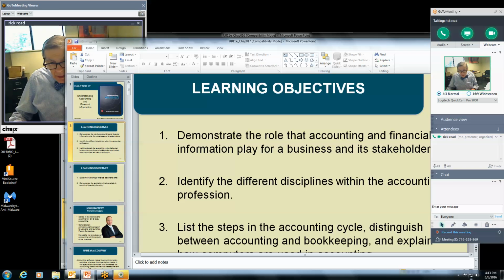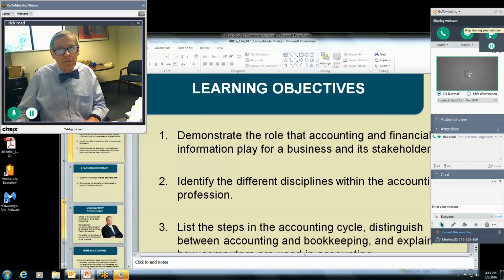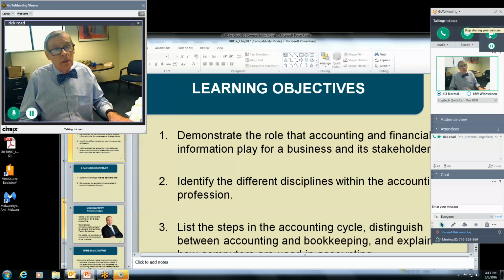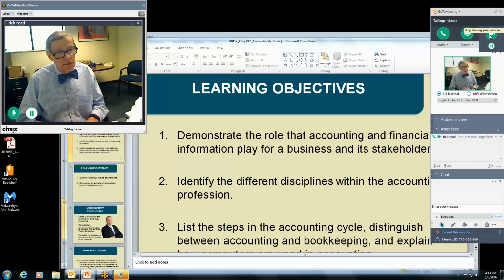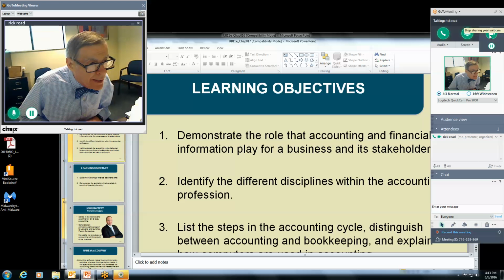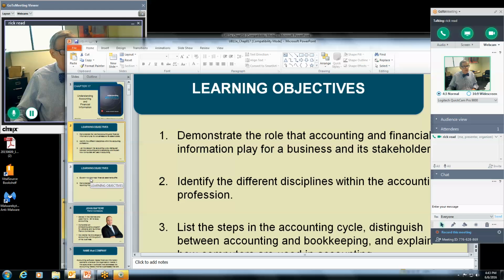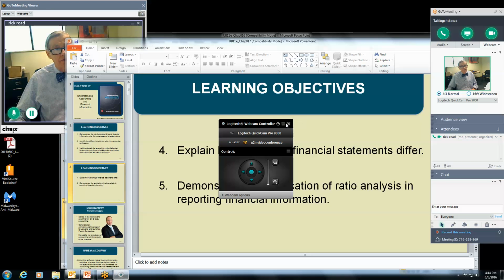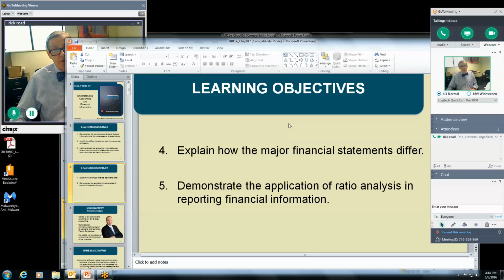And our objectives for this course, I've lost my ability to shorten this to get this all on the screen at one time, so I can give it to you. Demonstrate the role that accounting and financial information play for a business and its stakeholders. Identify the different disciplines within the accounting profession. List the steps in the accounting cycle, distinguishing between accounting and bookkeeping, and explain how computers are used in accounting. Explain how the major financial statements differ, and then demonstrate the application of ratio analysis in reporting financial information.